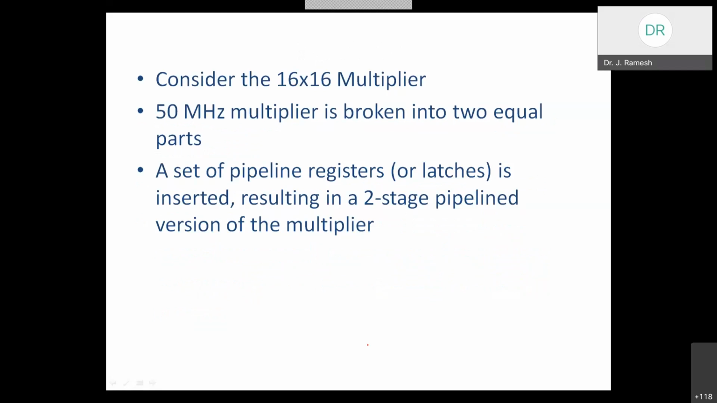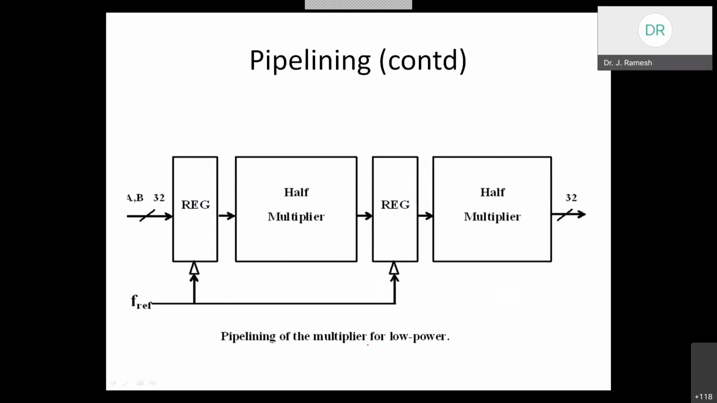There is a 16 multiplier with 15 megahertz, and the multiplier is broken into two equal parts. A set of pipeline registers is inserted, resulting in this two-stage pipeline version of the multiplier. Here you can see the same multiplier is broken into half. So we have two half multipliers, and in between we are having the registers. At the input stage we have a register, and the intermediate stage between the half multipliers also has a register.